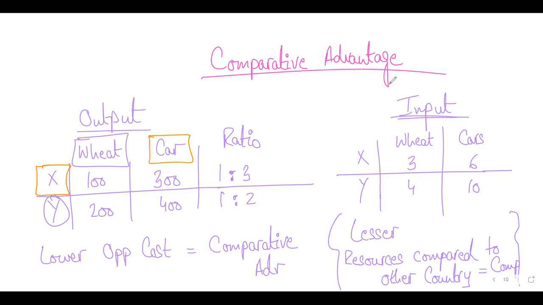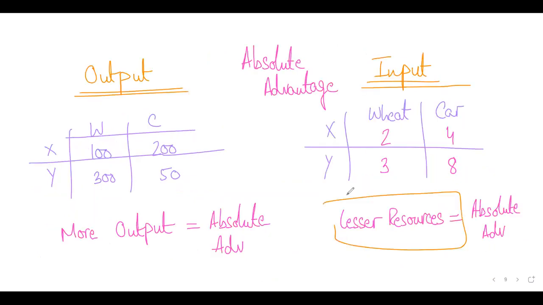And in the case of inputs, what you do is you simplify the ratio and compare it with the other country. So for X, it was turning out to be 1:2, and in Y's case, it was turning out to be 1:2.5. So since X needs less resources to produce cars, X has comparative advantage in cars, whereas Y has comparative advantage in wheat. So it's the same thing as we said over here. For resources, whichever country needs less resources to produce something has the advantage in that, right? That was quite tricky.